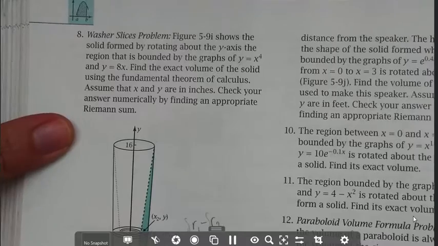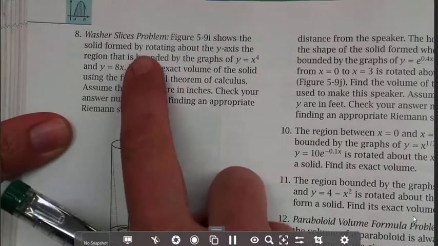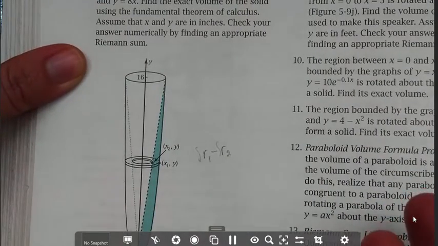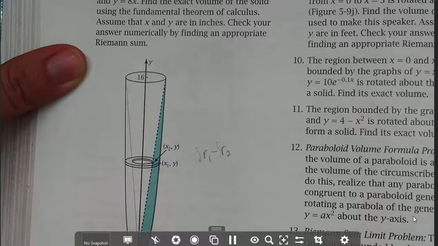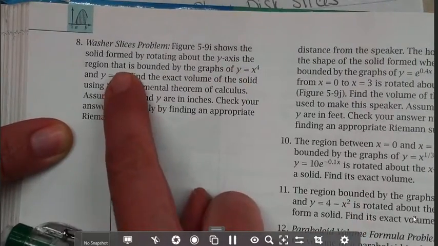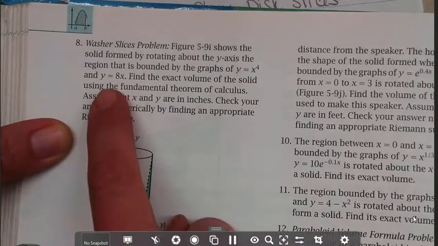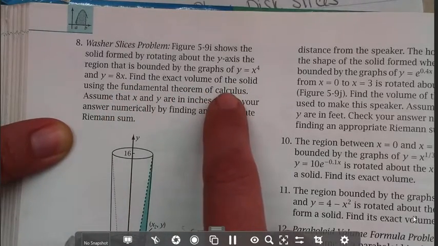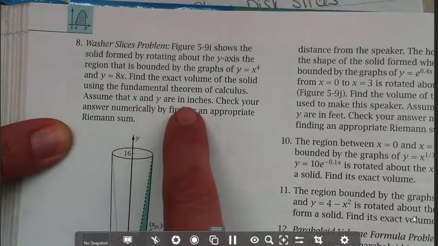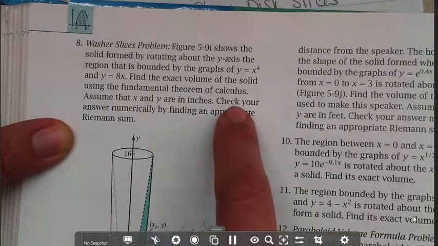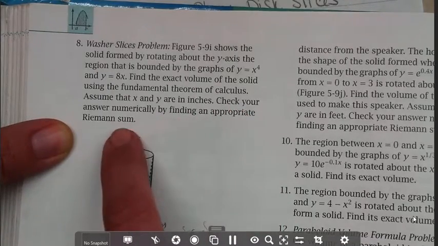All right, so moving on to number 8 on page 248. So this is a washer slices problem. This figure shows the solid formed by rotating about the y-axis. So we rotated about the y-axis. Hopefully you're thinking to yourself, if I rotate around the y-axis, then the strip that I draw better be perpendicular to that y-axis. It's bounded by these two graphs, y equals x to the 4th and y equals 8x. We're going to find the exact volume of the solid using the fundamental theorem of calculus. You can assume that x and y are in inches, so when I find my volume, I should have inches cubed. I'm not going to do this to save time, but you can check your answer numerically by using Riemann sums.